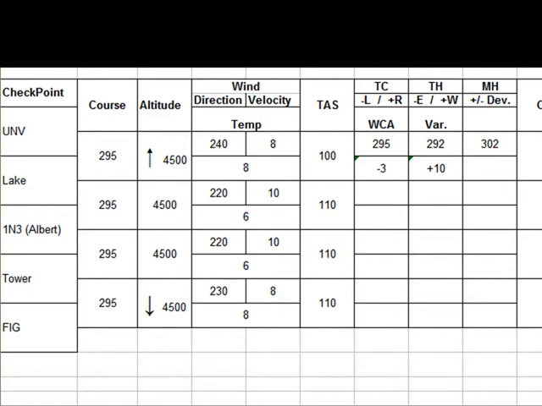Deviation, or documented instrument error for the airplane, is finally applied to calculate the final course heading. We will assume our airplane has no instrument error. Therefore, the heading we will fly to the first landmark is 302 degrees.